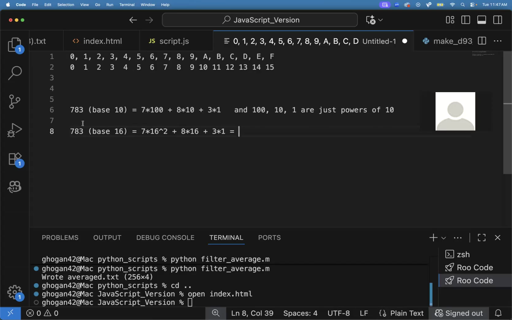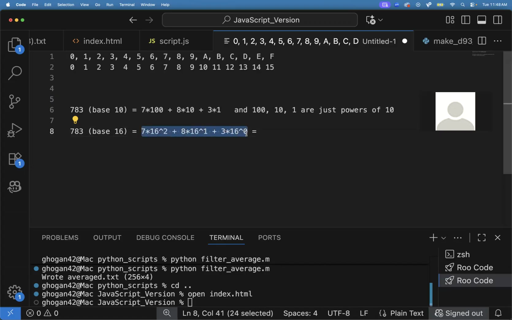So that's why conversion in this manner is not that hard. If you wanted to know what 783 base 16 is in base 10, you just do this calculation where the 3 would be multiplied by 16 to the 0 power, 8 is multiplied by 16 to the 1 power, and 7 is multiplied by 16 to the 2 power, right? Because we can think of it this way.